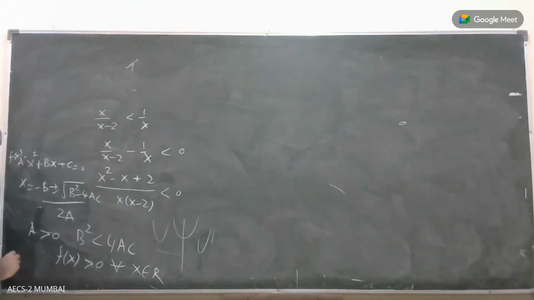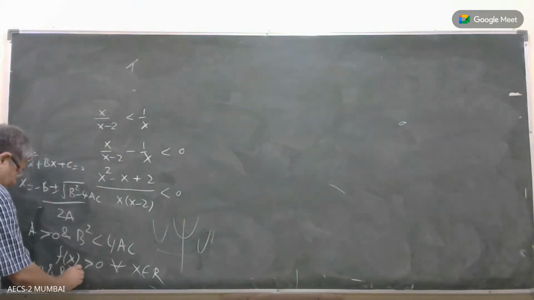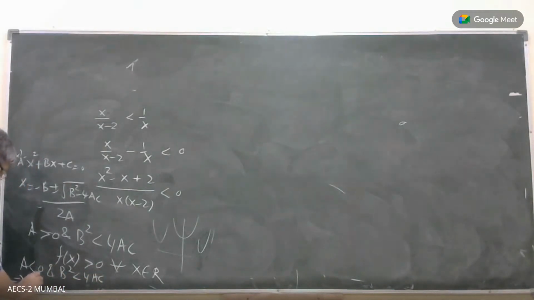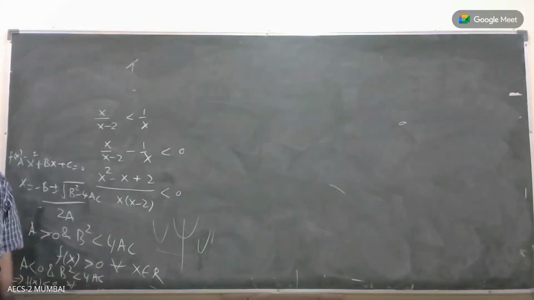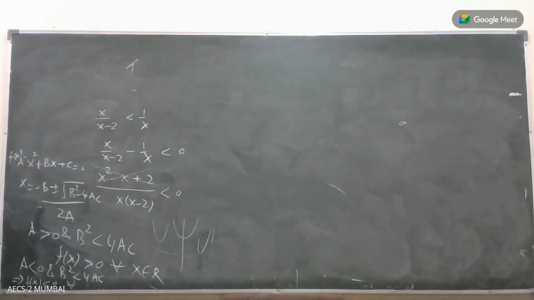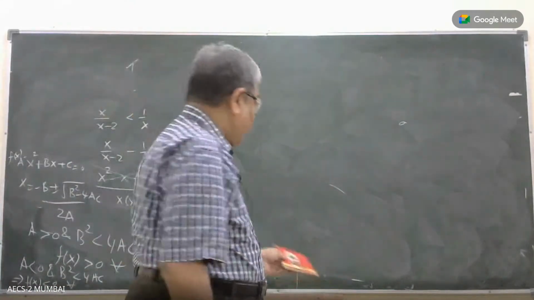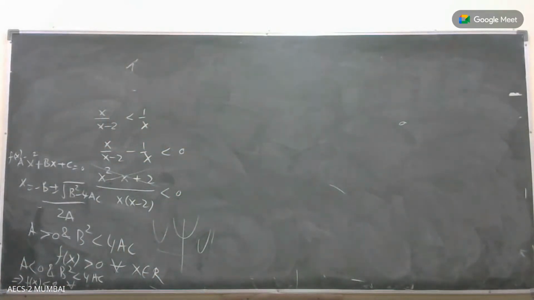And what if a is less than 0, and 'and' is very important, b square is less than 4ac? This means f of x is negative definite for all values of x. That means you will not find any number x for which this will be positive. You can forget about it. Correct? And you can transfer it here. Positive thing transferred, the sign of inequality doesn't change.